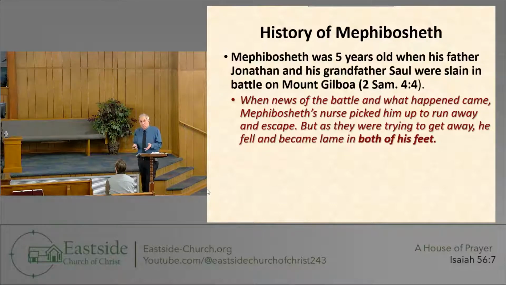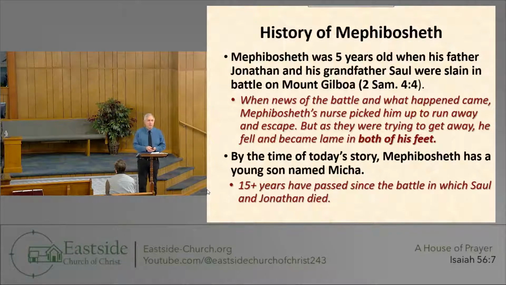So this obviously is an extra tragedy, if you will, that occurred to the house of Saul, here to Jonathan's son, at the very time that Saul and Jonathan were slain. But by the time of today's story, when we go over to 2 Samuel chapter 9, Mephibosheth himself has a young son named Micah. And so that'll come into the story a little bit. So time has gone on. And there must be at least 15 plus years, I'd guess more like 20 years, that have elapsed since Saul and Jonathan were slain at Gilboa, and Mephibosheth suffered his injury.